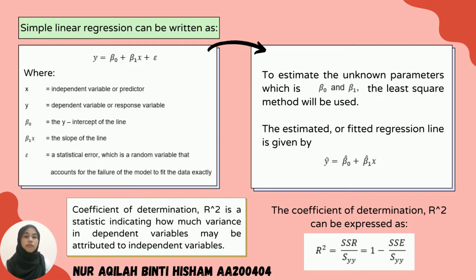The estimate of the fitted regression line is given by y hat equals beta naught hat plus beta 1 hat x. In addition, the coefficient of determination, r squared, is a statistic indicating how much variance in the dependent variable may be attributed to the independent variable. The coefficient of determination r squared can be expressed as r squared equals SSR over SYY, which also equals 1 minus SSE over SYY.